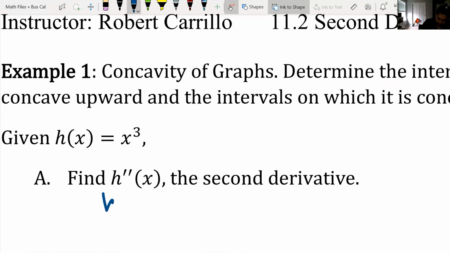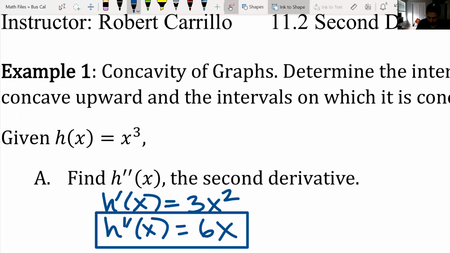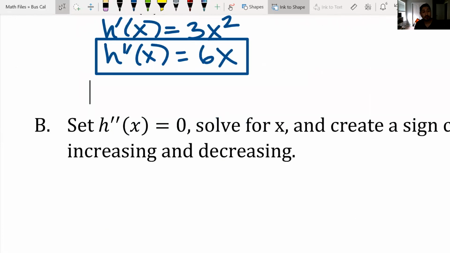So h prime would be 3x squared. H double prime would be 6x. That's what we're looking for. H double prime would be 6x. Oh, that made a nice box. Oh, never done that before. Oh well. Okay.